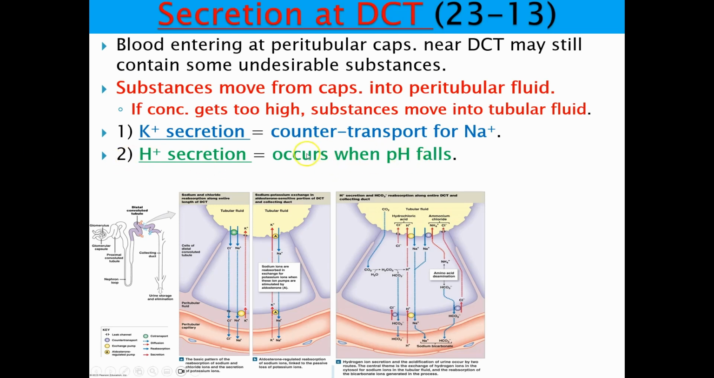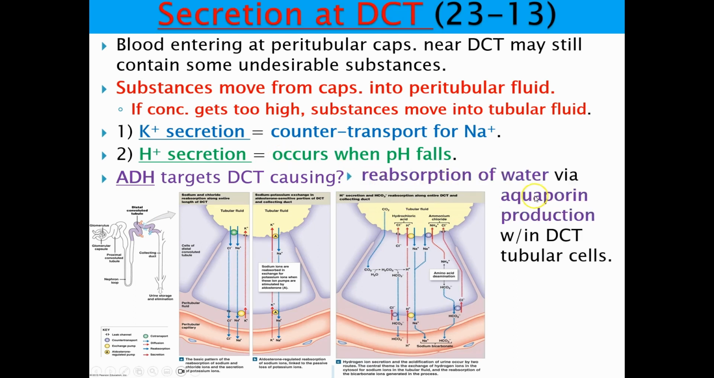All right. The other main molecule here that we were talking about was ADH. So again, ADH targets the DCT. Now we're going to explain what this actually does. You should know at this point that ADH is going to stimulate the reabsorption of water. We're going to go to the cellular level to explain how that occurs. And at the cellular level, ADH is going to actually cause aquaporin production. And that's what I expect students to know.